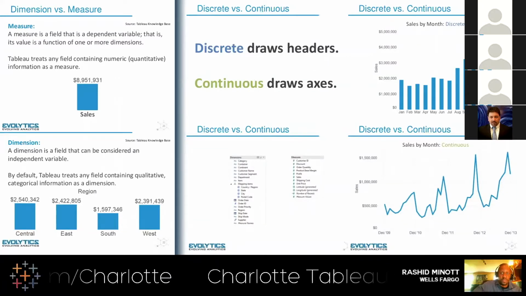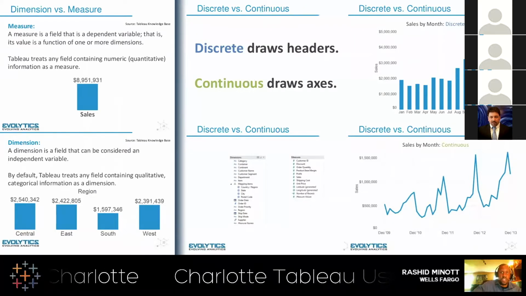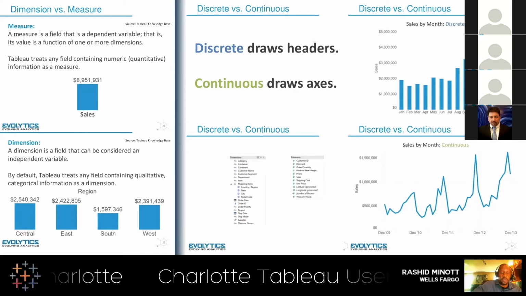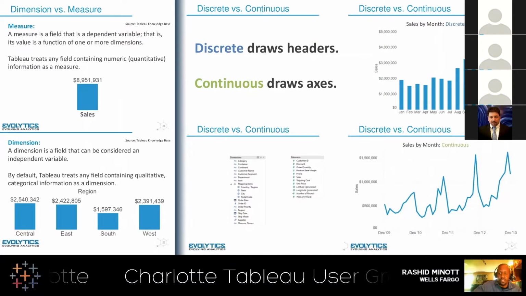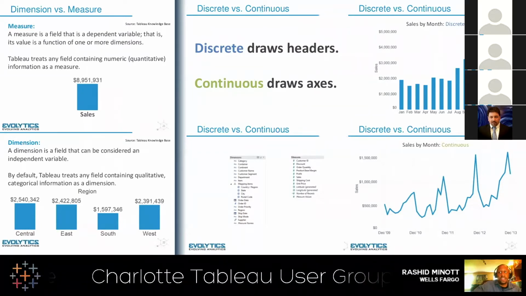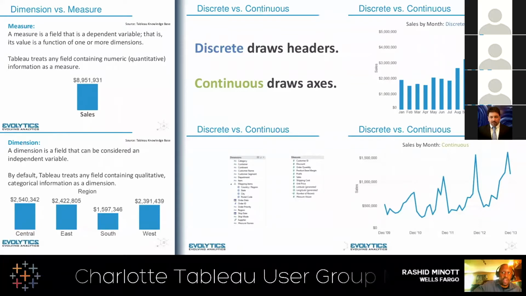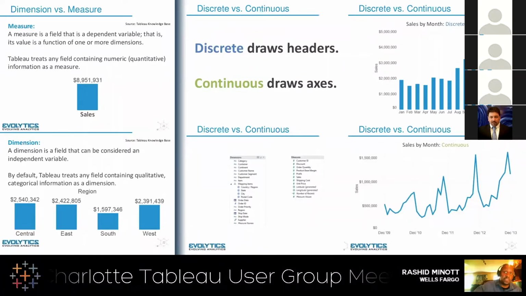If you want an example of that, do it with dates, because dates can be discrete or continuous, and you'll see that it creates something different depending on which of those two it is. So these are just two topics, three topics in total, that if you're at the beginning of your Tableau journey, this is where I would spend the most time, because these three things are fundamental to everything else.